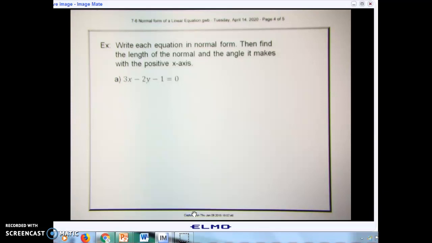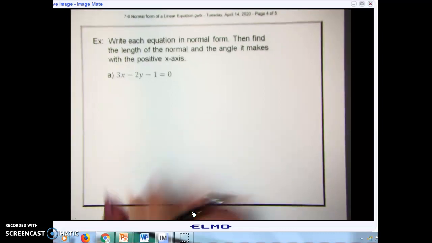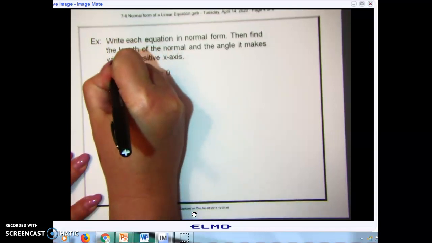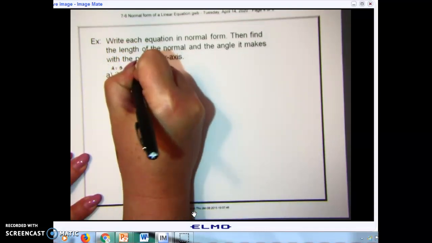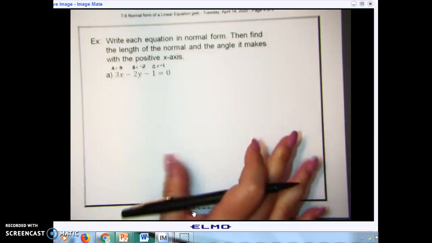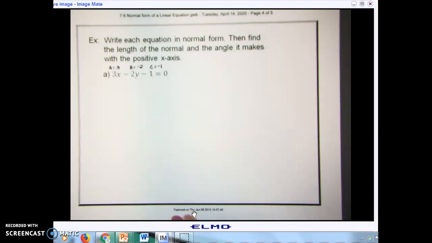Switch screens here. Get that into focus. All right, so we're going to write each equation in normal form and then find the length of the normal and the measure of the angle that it makes with the positive x-axis. So right here, if you notice, A is equal to 3, B is equal to negative 2, and C is equal to negative 1. And then again, just a reminder, if I'm going too fast, just pause, write down what you need to write down, and then press play again.